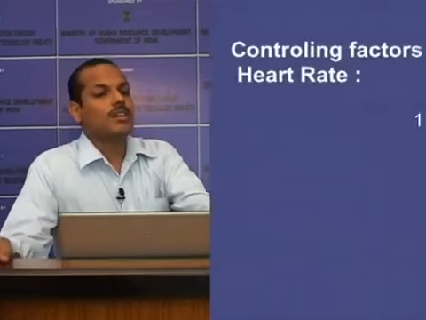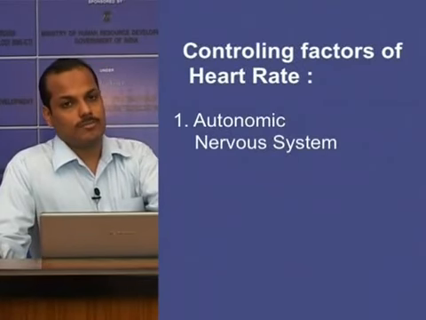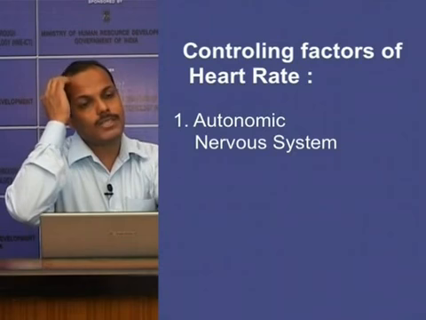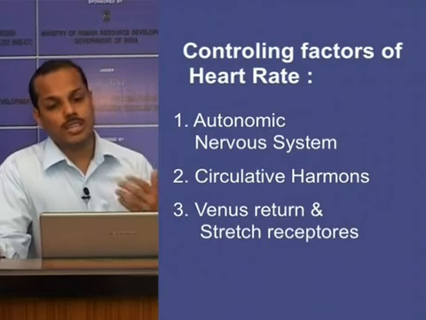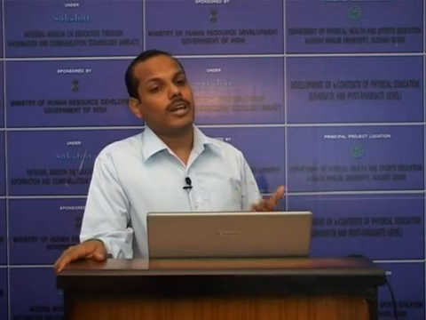Now, the factors which control the heart rate. There are mainly 3 factors which control the heart rate. The first one is the autonomic nervous system, which may be either the sympathetic or parasympathetic system. The second one is circulating hormones. And the third one is venous return and stretch receptors. In the autonomic nervous system, the heart is stimulated by sympathetic activity and inhibited by the parasympathetic cardio inhibitory centers. Now, the vagus nerve carries parasympathetic preganglionic fibers to the small ganglia in the cardiac plexus.